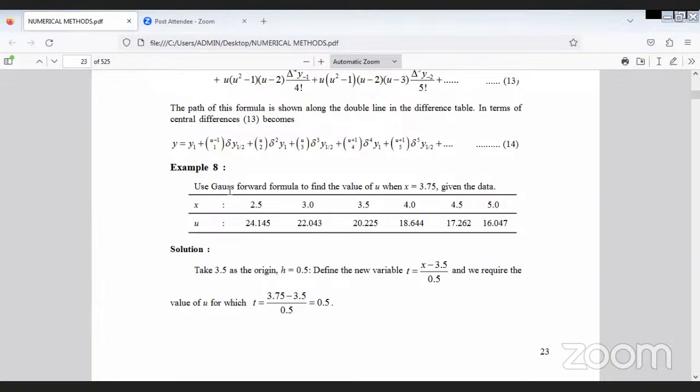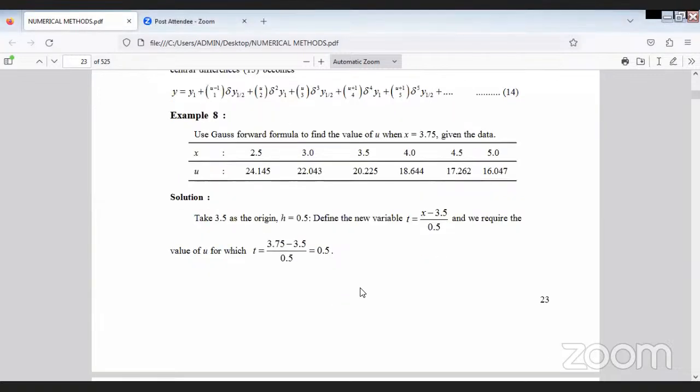The Gauss forward formula, when x equals 3.75. The x values are 2.5, 3, 3.5, 4, 4.5, 5, and the u values are 24.145, 22.043, 20.225, 18.644, 17.262, 16.047. Take 3.5 as the origin, h is equal to 0.5. Define the new variable t is equal to x minus 3.5 by 0.5, and we declare the value of u for which we are taking the value 3.75.